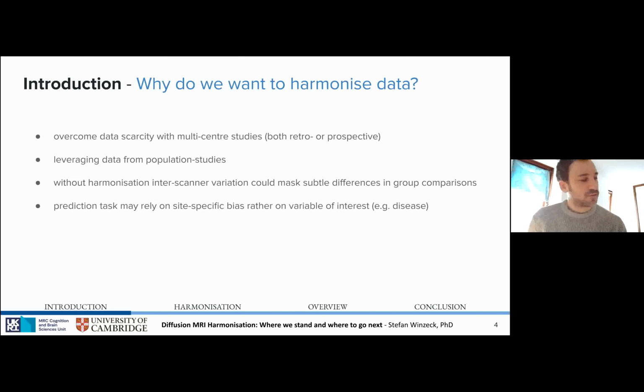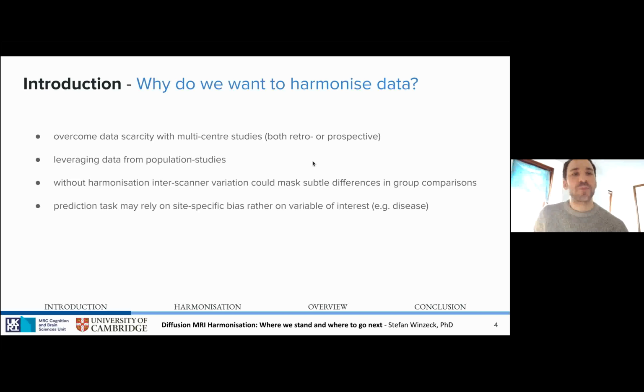And also, as John said in his previous talk, machine learning models, for example, overfit quite easily. If you have a prediction task where you want to predict, for example, the outcome of patients, and you have site-specific biases which correlate with the outcome, then maybe your model just sticks to the site-specific bias rather than finding anything interesting about the disease.